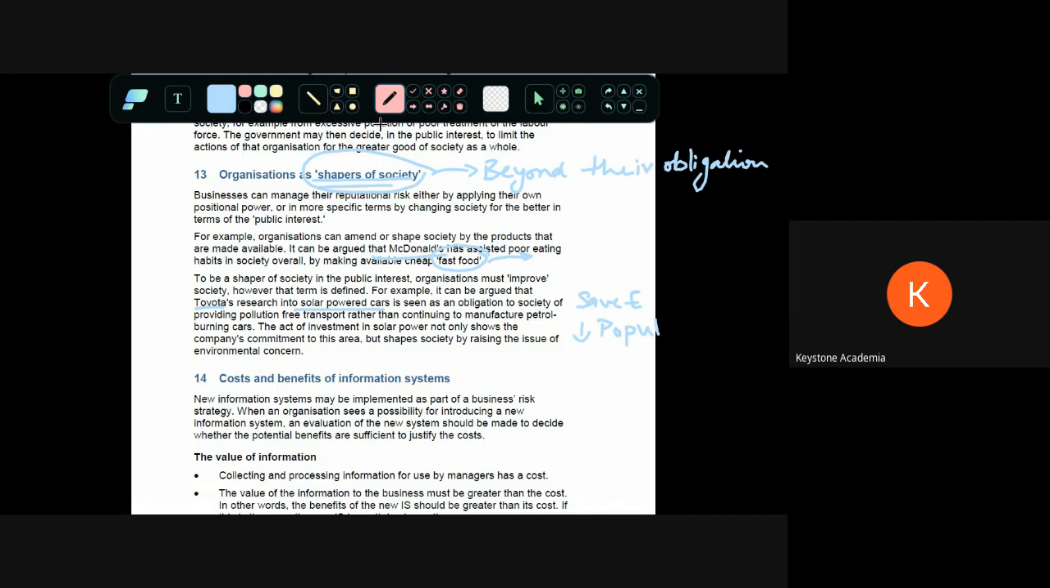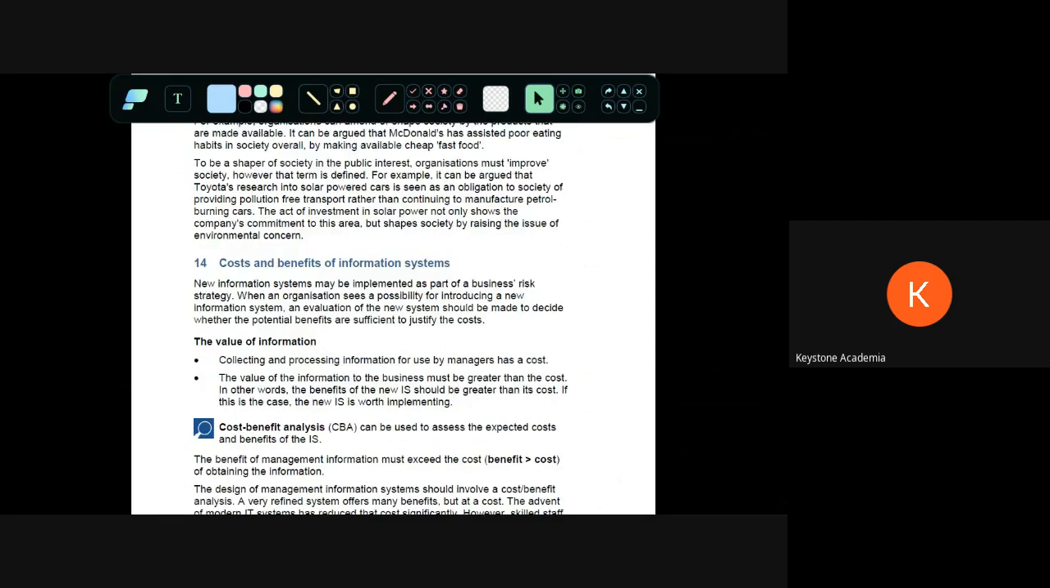So it can be seen as an obligation to society, providing pollution free transport rather than continuing to manufacture petrol burning cars. So as I said, you're doing something extra for the society, in the benefit of the society, not just to gain income from that.